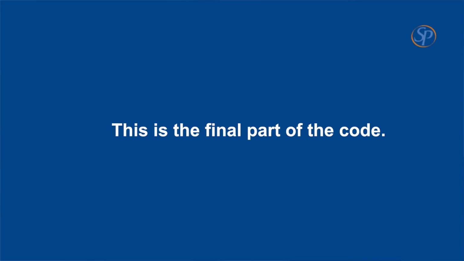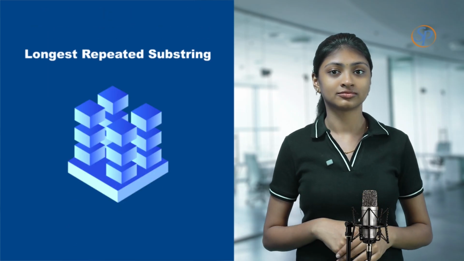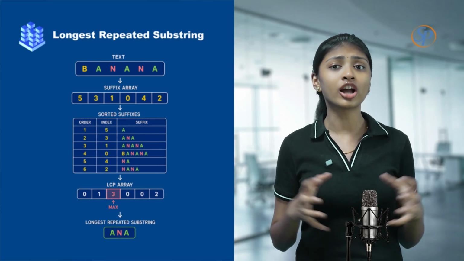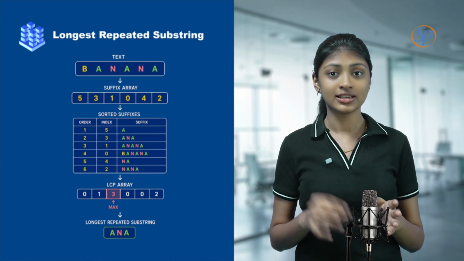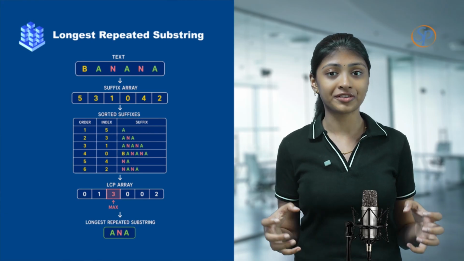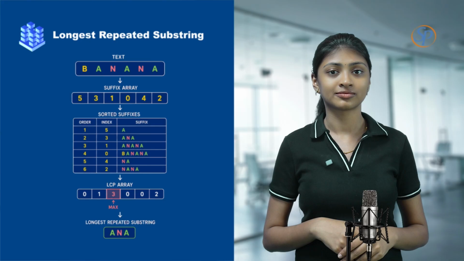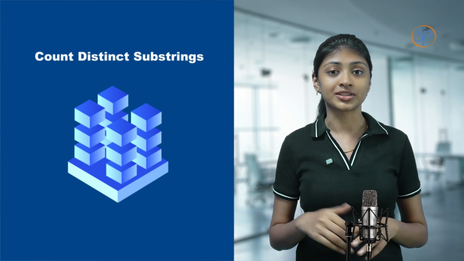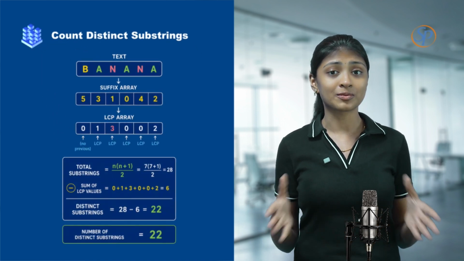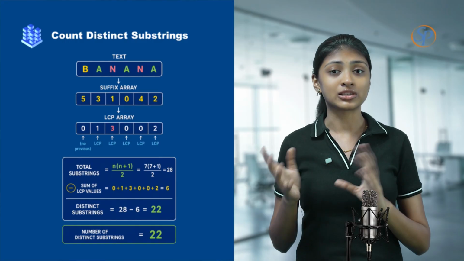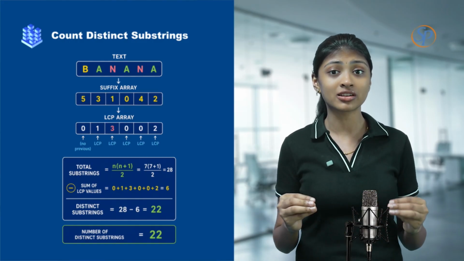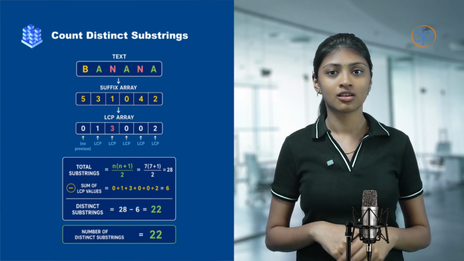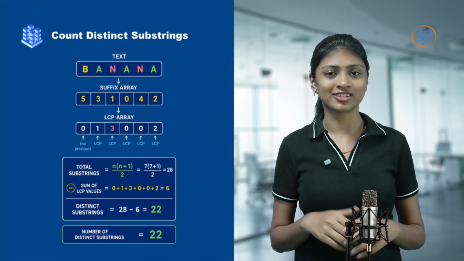Code part ends here. Longest repeated substring. If you look at the LCP array, the maximum value tells you the longest repeated substring because it represents the longest common prefix between adjacent suffixes. Now another important idea, count distinct substrings. Now total substrings are n(n+1)/2, but many substrings repeat. So, subtract the sum of LCP values. That gives us the number of distinct substrings.